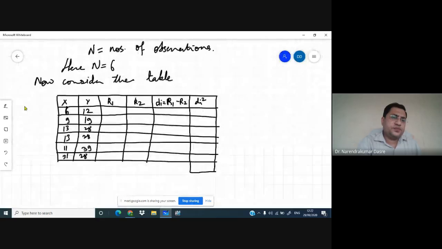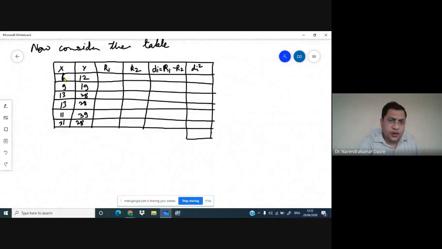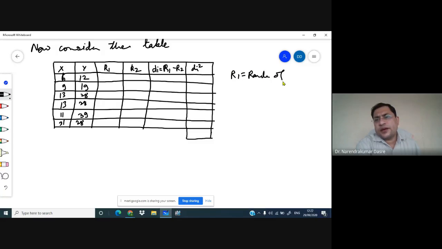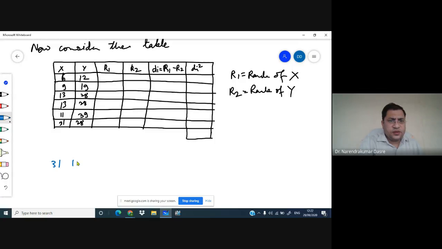R1 is the rank of X. What is R2? R2 is the rank of Y. So rearrange these terms. What will we have here? You can see this is 31. So we have 31, then 13, then 13, then 11, 9, and 6. So we start ranking. These are repeated. So we'll be having 1, 2, 3, next 4, 5, and 6.